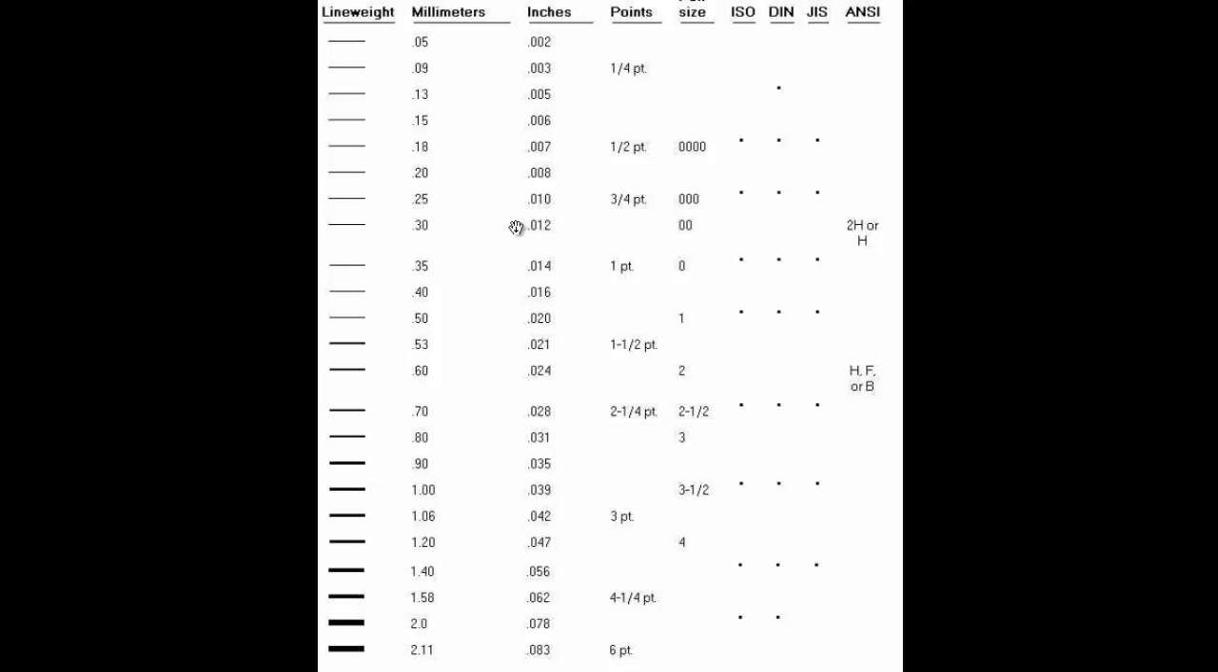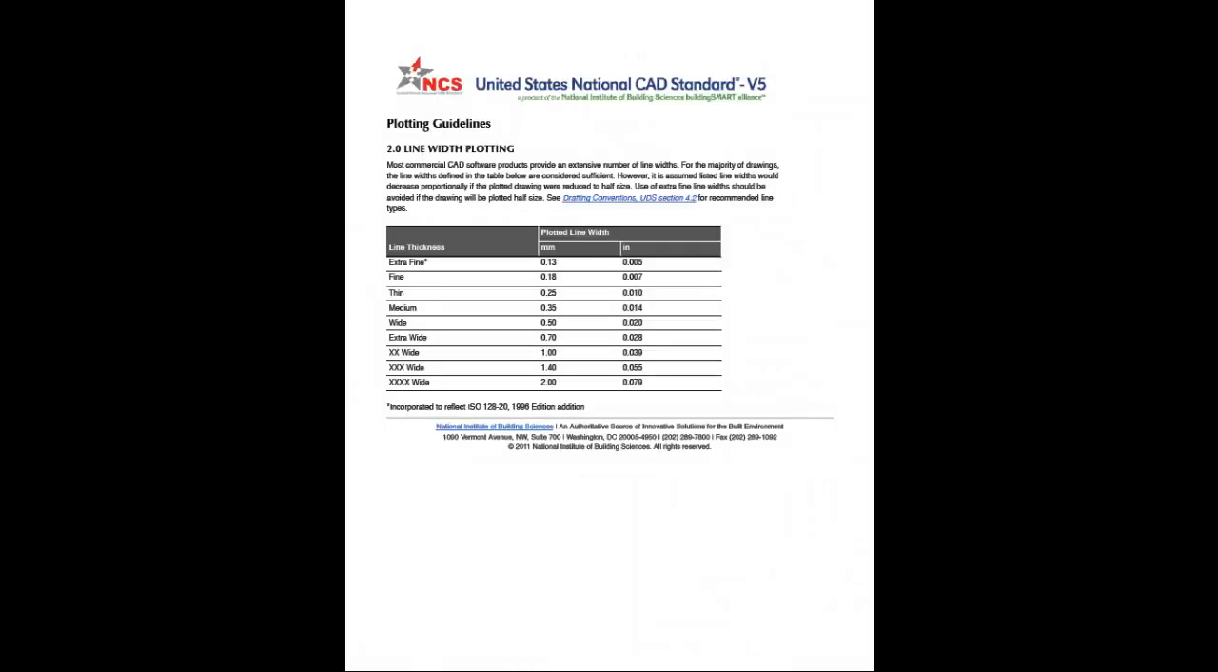If you really want to make dark, heavy lines, the 0.60 or 0.024 inch line weight, size 2, would be your H, F, and B. And this is lead that's more like charcoal. It just melts off the pencil, but it gives you very, very dark line weights. If we look at our next slide, we see our United States National CAD standards for plotting guidelines. Our line widths for extra fine, fine, thin, medium, wide are all listed out here, and again, I'll make this available to you.